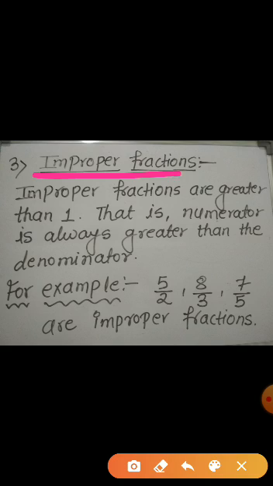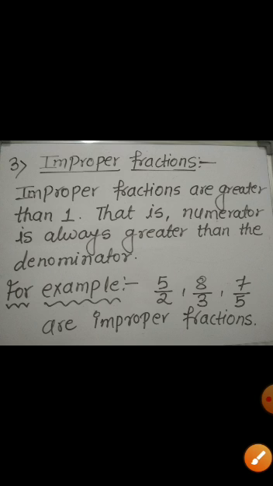Third is improper fraction. Improper fractions are greater than 1. That is, the numerator is always greater than the denominator. For example, 5 by 2, 8 by 3, 7 by 5. These are improper fractions. As you can see here, in every fraction, our numerator is greater than the denominator, right? So wherever the numerator is greater than the denominator, we call it an improper fraction.